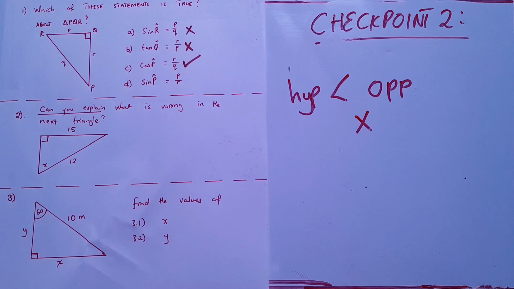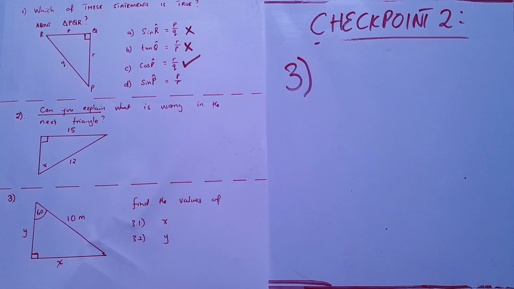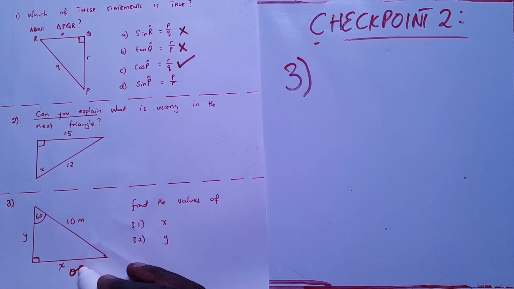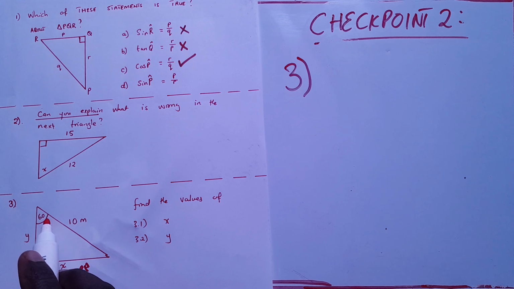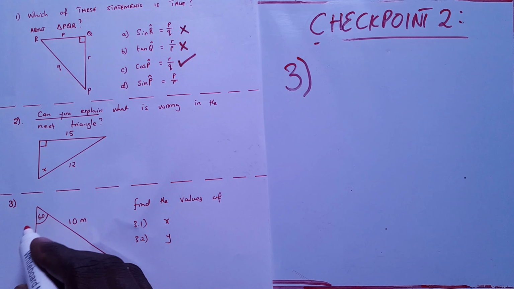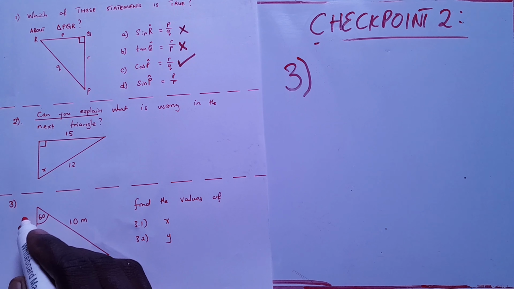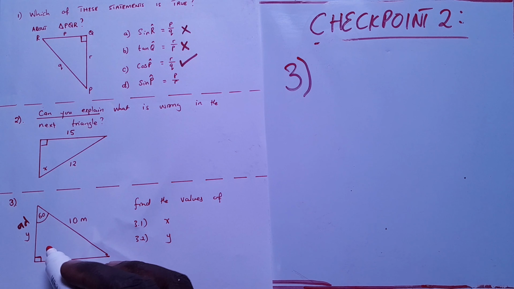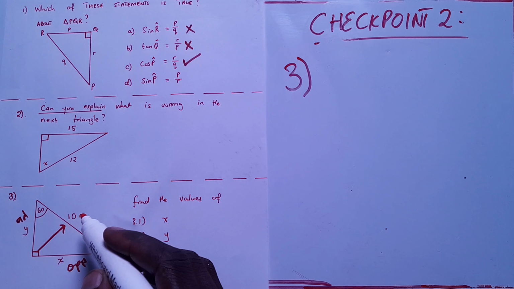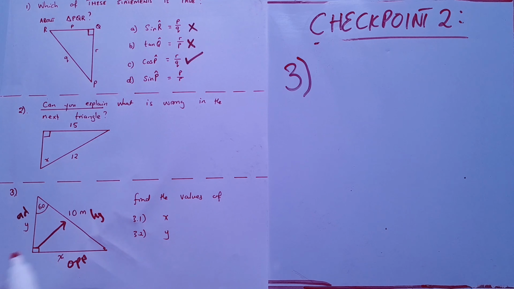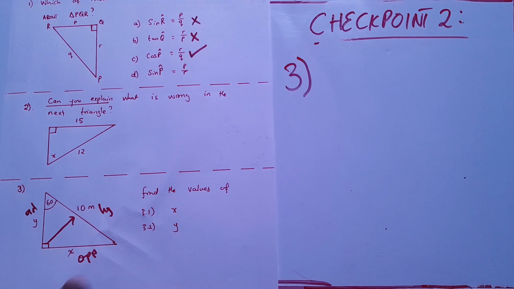So let's look at number 3. On number 3, we have to find the values of x and y. We're given the hypotenuse there, which is 10, and we're given the angle, that is 60. So this side will be our opposite side, because it is opposite to the angle. This side that is close to this angle will be our adjacent side. And the side that is always opposite to the 90 degrees, we call it the hypotenuse. This doesn't change.